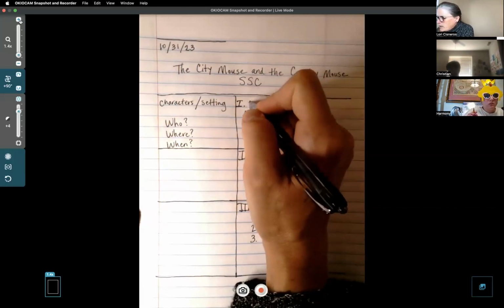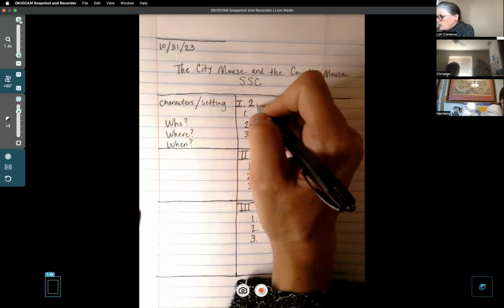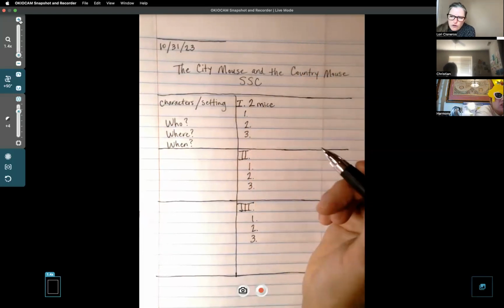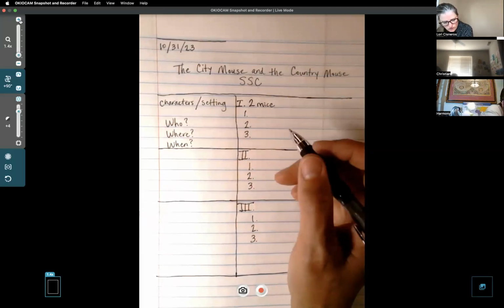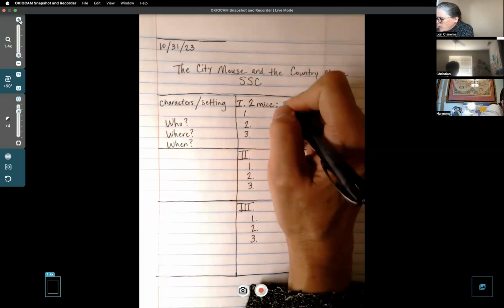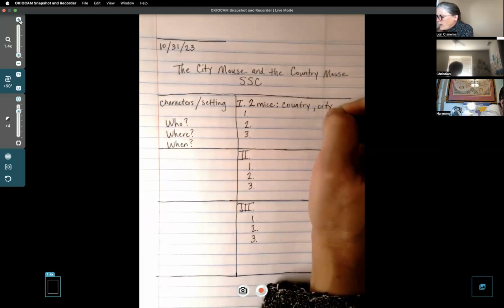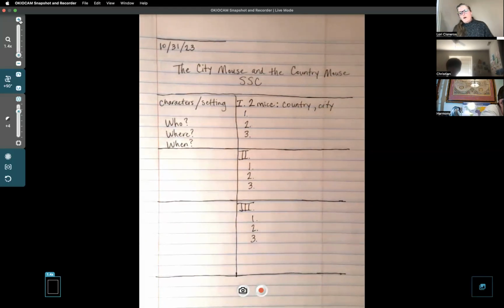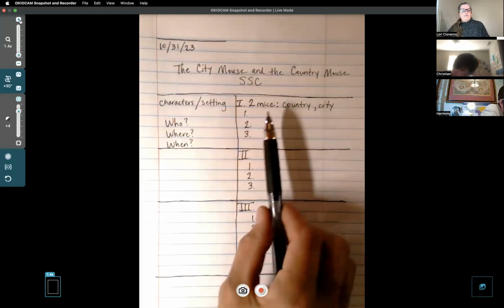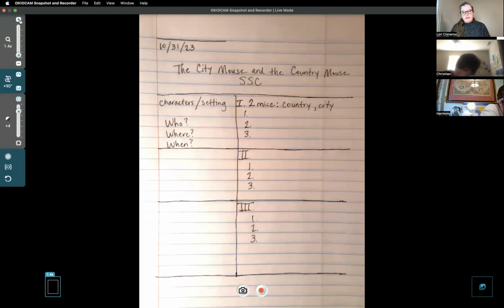So let's put it like this. I'm going to use the number 2 so we don't have to count that. 2 mice. Remember, the plural for mouse is mice. And then I'm going to write it like this, little colon, and I'm going to put country and city. When you go to write your paragraph, you might say something like, once upon a time, there were 2 mice, a city mouse and a country mouse, or a country mouse and a city mouse. It doesn't matter what order you put it in, however you choose to tell the story. But remember, you can mix these up. So however it makes sense to you to write that sentence, just introducing that there's 2 mice in the story.